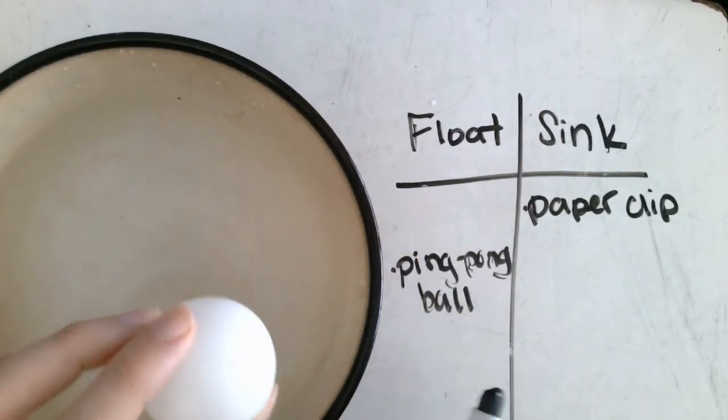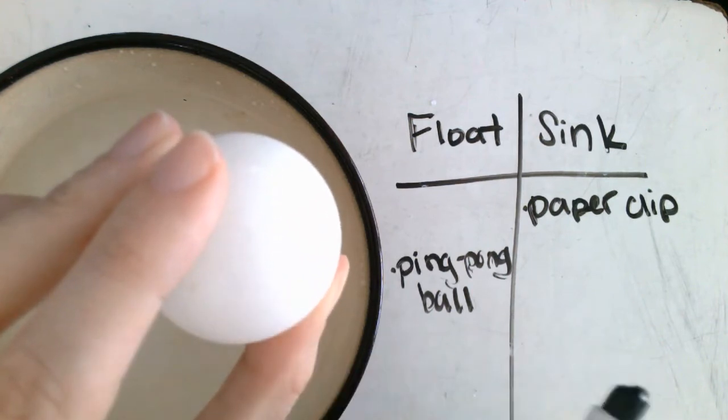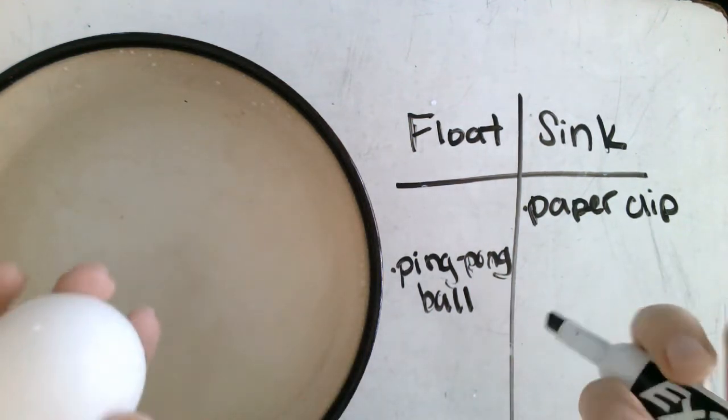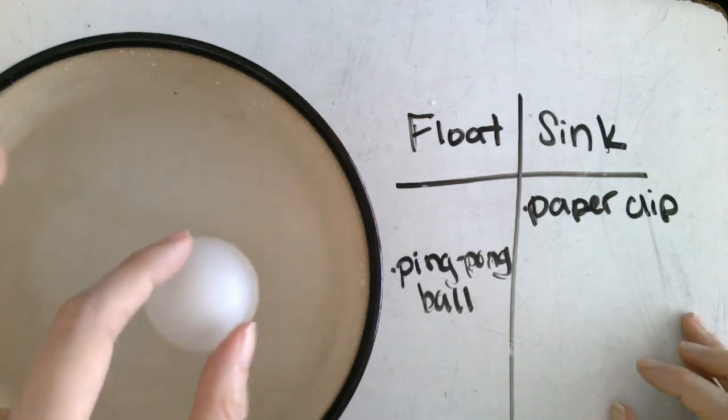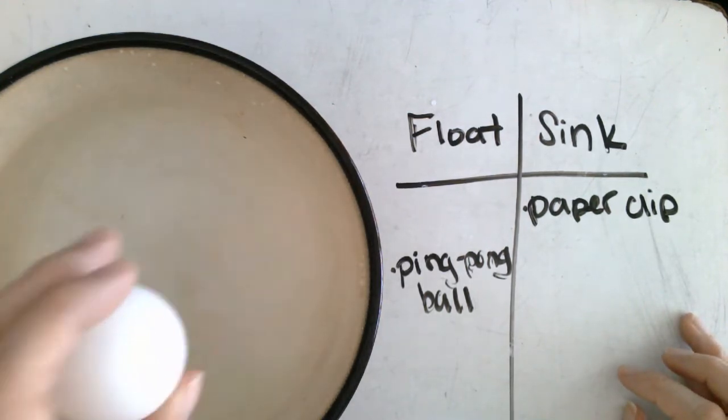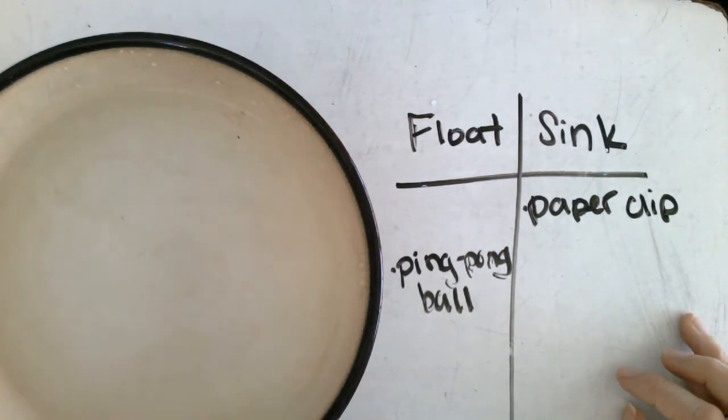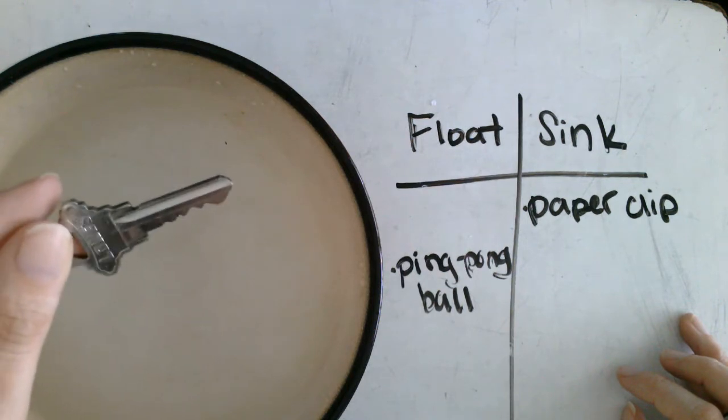When I think about a ping pong ball and I can tap it so you can hear, there's nothing inside the ping pong ball. It's full of air. It makes sense why it floats on top of the water because it's being held up by all the air inside of it. Let's go to our next item, a house key.